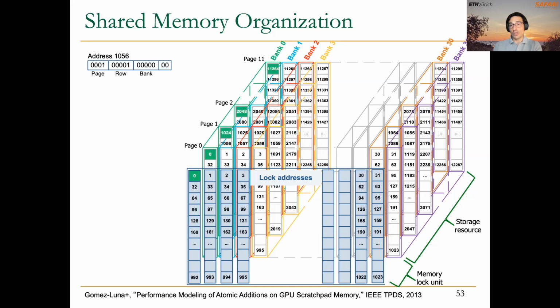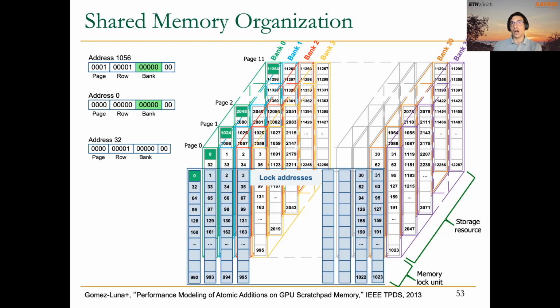And actually, if we take a closer look at the addresses themselves, we can see that part of the bits of the address are going to be used to identify the bank, to address the row in the bank, or to address what we call a page. A page is essentially 1024 consecutive shared memory locations. So, for example, address 1056 is in page 1, in row 1, and also in bank 0, as you see. And if we check, address 0 is in page 0, row 0, and bank 0, or address 32 is in page 0, row 1, and bank 0. Observe that all these three are in the same bank.